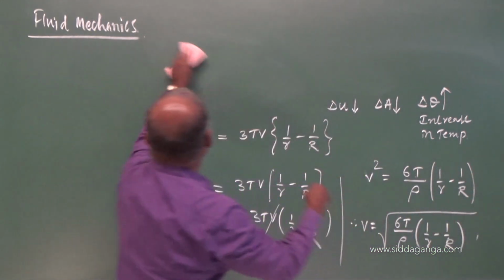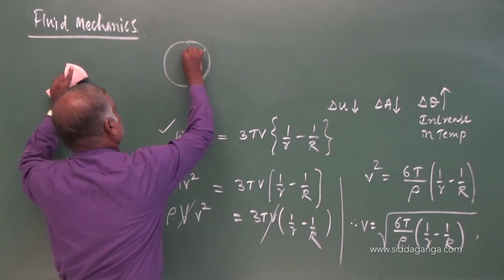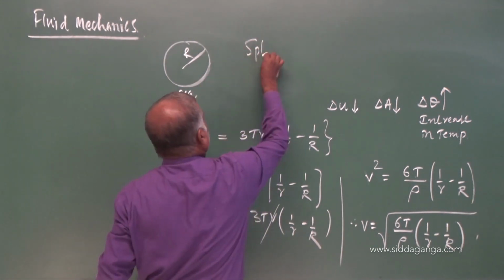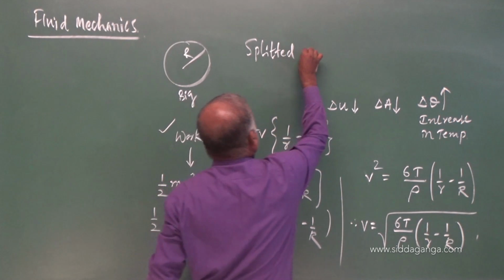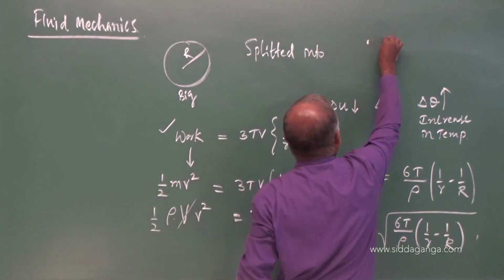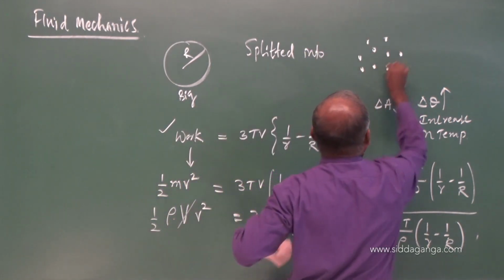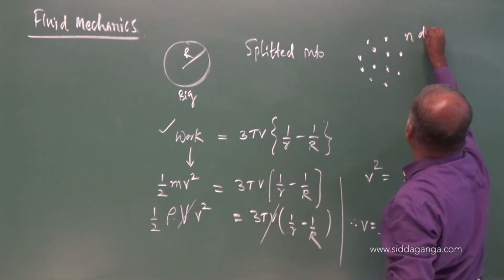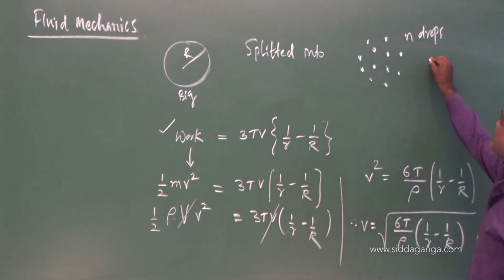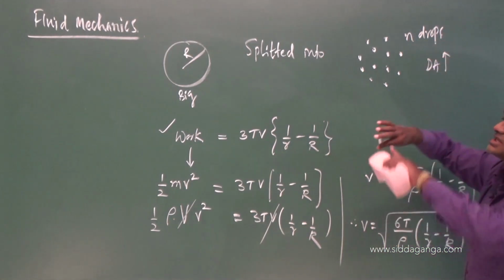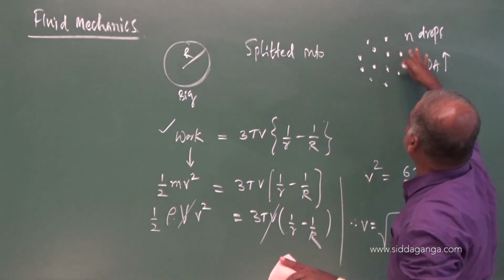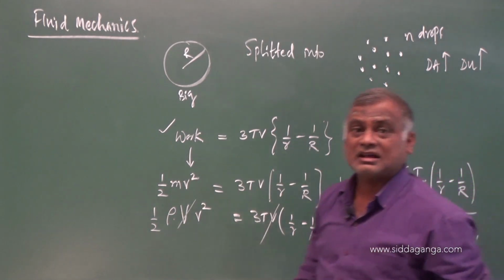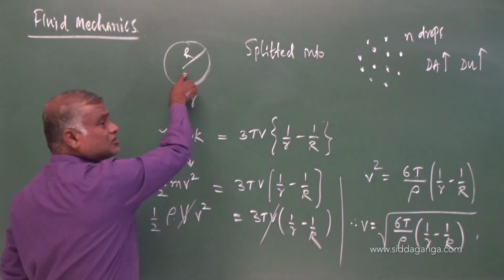Now in the same reverse, what we have done is that the big drop is split into n drops here. Now what happens here? N drops. Surface area increases. The surface area occupied by these n drops increases. There is an increase in surface energy here compared to this initial drop.